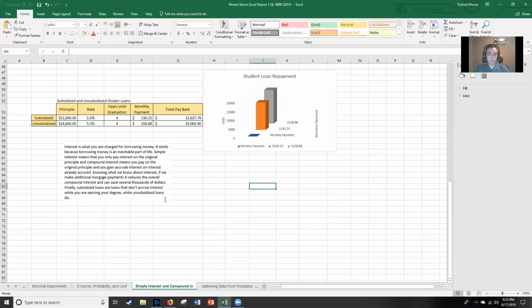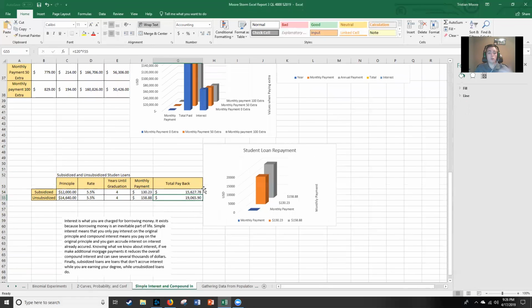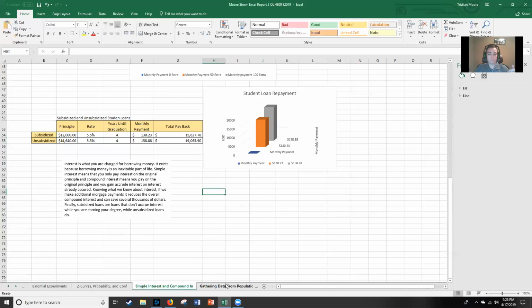Finally, subsidized student loans are loans that don't accrue interest while you're earning your degree. So 4 years while you're in school, you don't have to pay. It doesn't accrue interest. This $12,000 doesn't accrue interest. The unsubsidized will accrue interest, and so you end up paying more in the long run. Even though you don't have to pay on it while you're in school, it is still accruing interest. So it's always better to go subsidized.